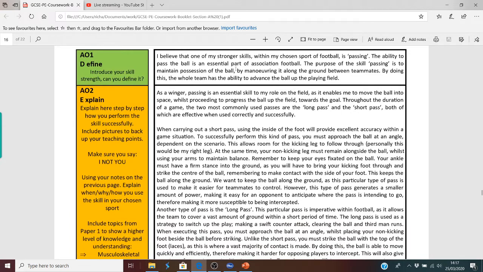So in the example we've got here, we're saying about football passing. It's the ability to pass is the essential part of association football. The purpose of the skill passing is to maintain possession by manoeuvring it along the ground between teammates. By doing this, the whole team has the ability to advance the ball at the playing field. So Ahmed, what you want to do is to start to think about receiving the ball. Okay, if you're saying that passing is a strength, then you could use something like this.